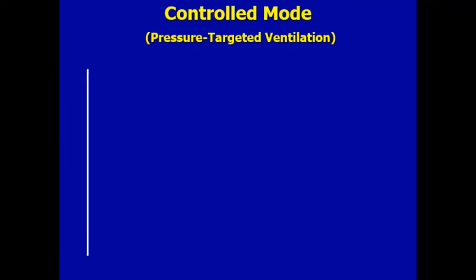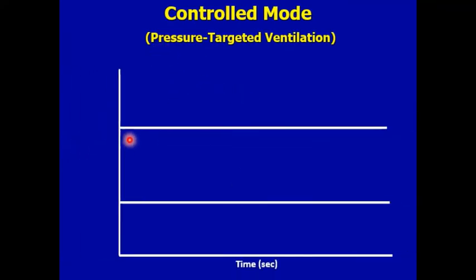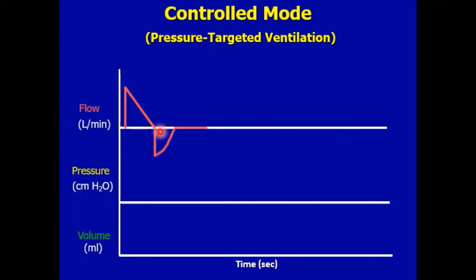In case of pressure control ventilation, you can see the flow time waveform will be a decelerating flow or descending ramp, and pressure will be constant pressure.